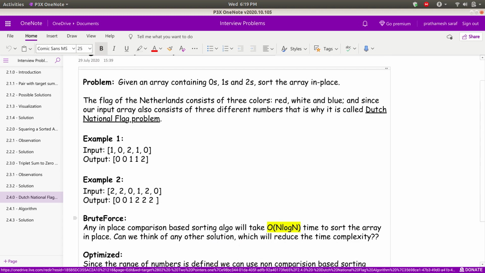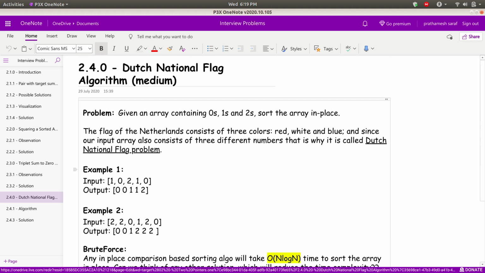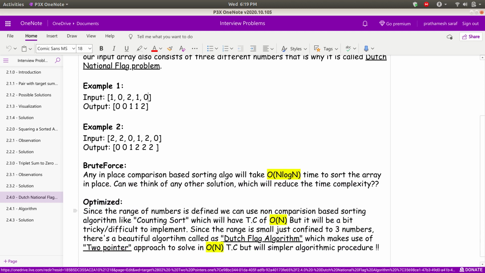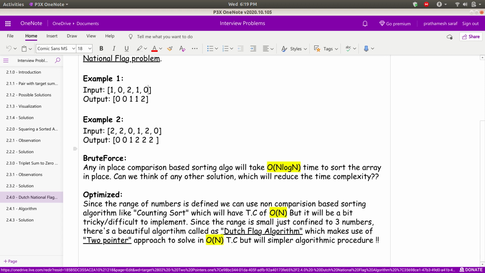So we can see here that the array consists of only a specified range of numbers, that is 0, 1 and 2. So you can use some non-comparison based sorting algorithms like counting sort, which will give you the time complexity of O of n, right? But it is a bit tricky and difficult to implement. Complexity wise it will give O of n, but implementation wise it is a bit tough.